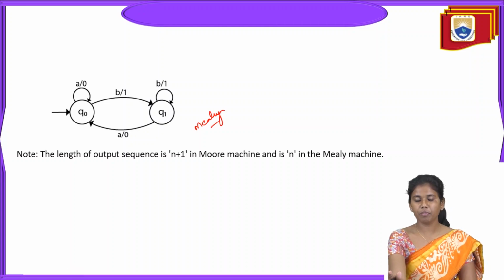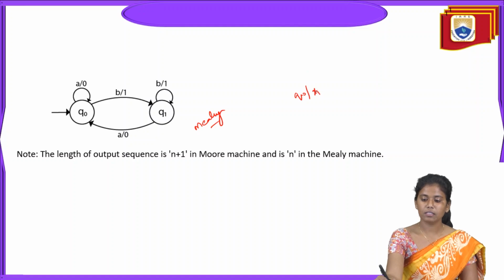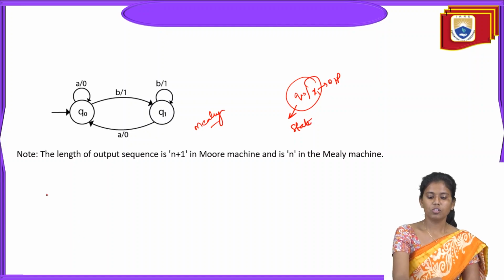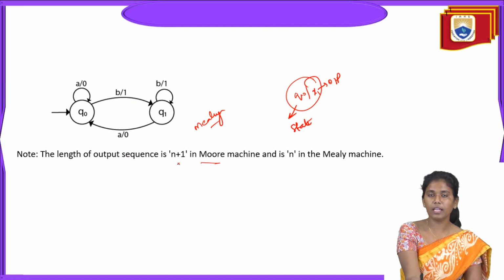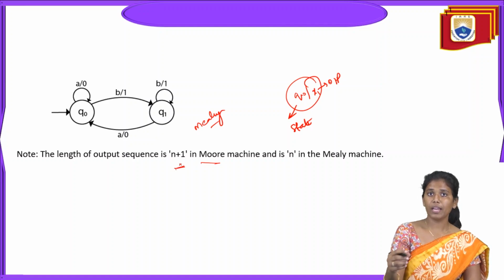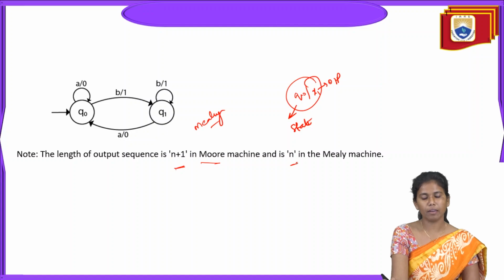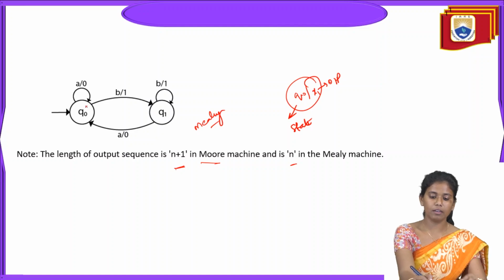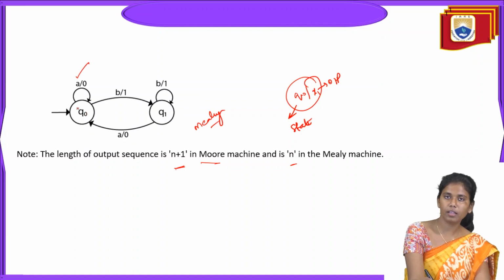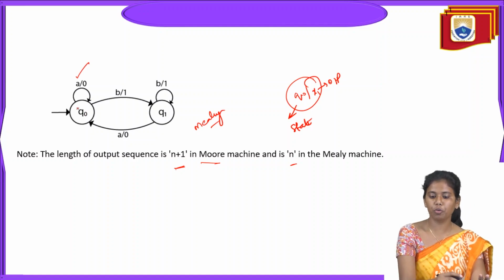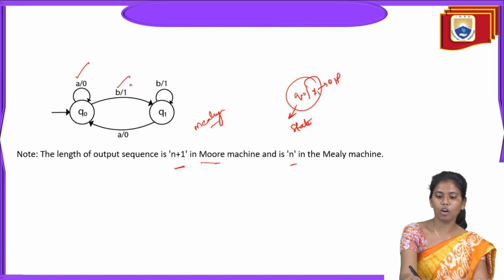In the Moore type, we will be writing like this. This is the output and this is the state. The length of the output sequence in the Moore machine is n plus 1, whereas in the Mealy machine the length of the sequence is n. So these are the two states, Q0 and Q1. With respect to the input, the state stays in itself, and if it takes its transition from Q0 to Q1, then it is like B, and the output goes as 1.